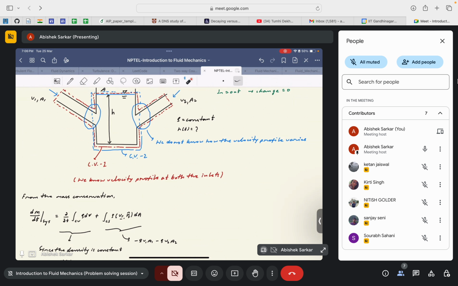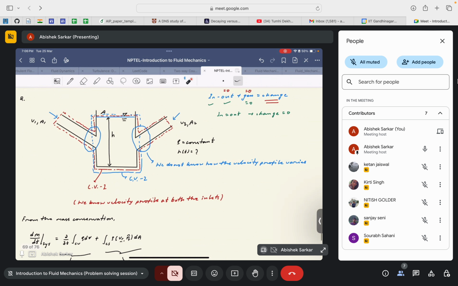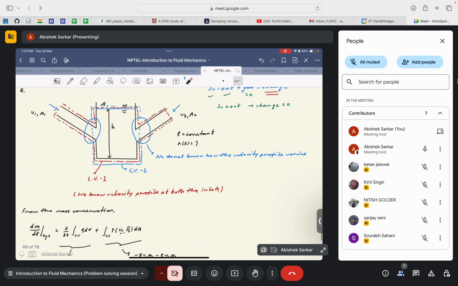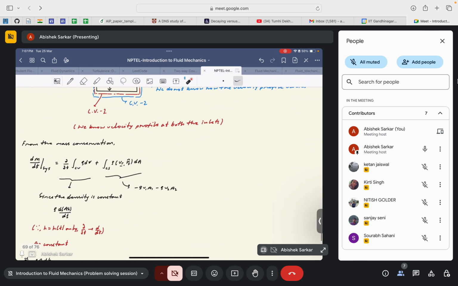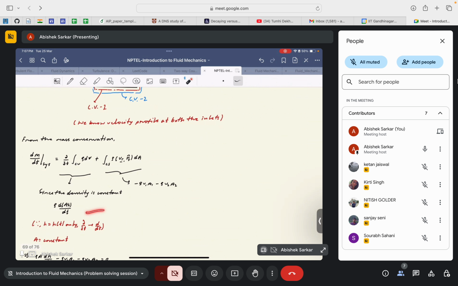So it will be minus rho v1 a1. Again at the right arm it will be the same, because of the velocity profile. The velocity is opposite to the direction of the normal vector of the area, so it will be minus rho a2 v2. Okay.